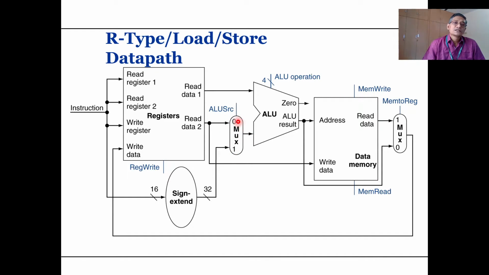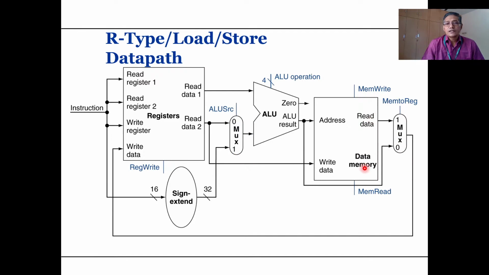So what is this multiplexer? This multiplexer will be controlled by the corresponding control signal ALUSrc, which is called ALU source. If it is 0, then the input from read port 2, register read data 2, will be fed to the ALU, or if it is 1, the 32-bit sign extended value will be fed into the ALU. So this is the use of this multiplexer.